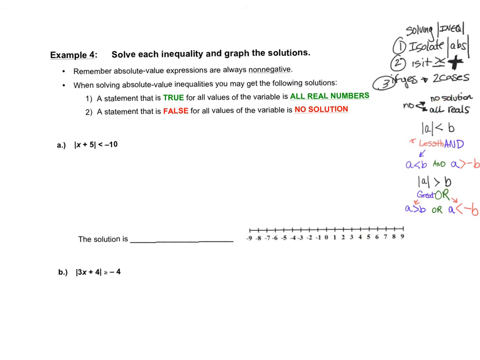If the statement is a true statement, then the answer is all real numbers. If it's false, then it's no solution. For example, here, if I have the absolute value of x plus 5 is less than negative 10, we know that anything of absolute value is always positive.